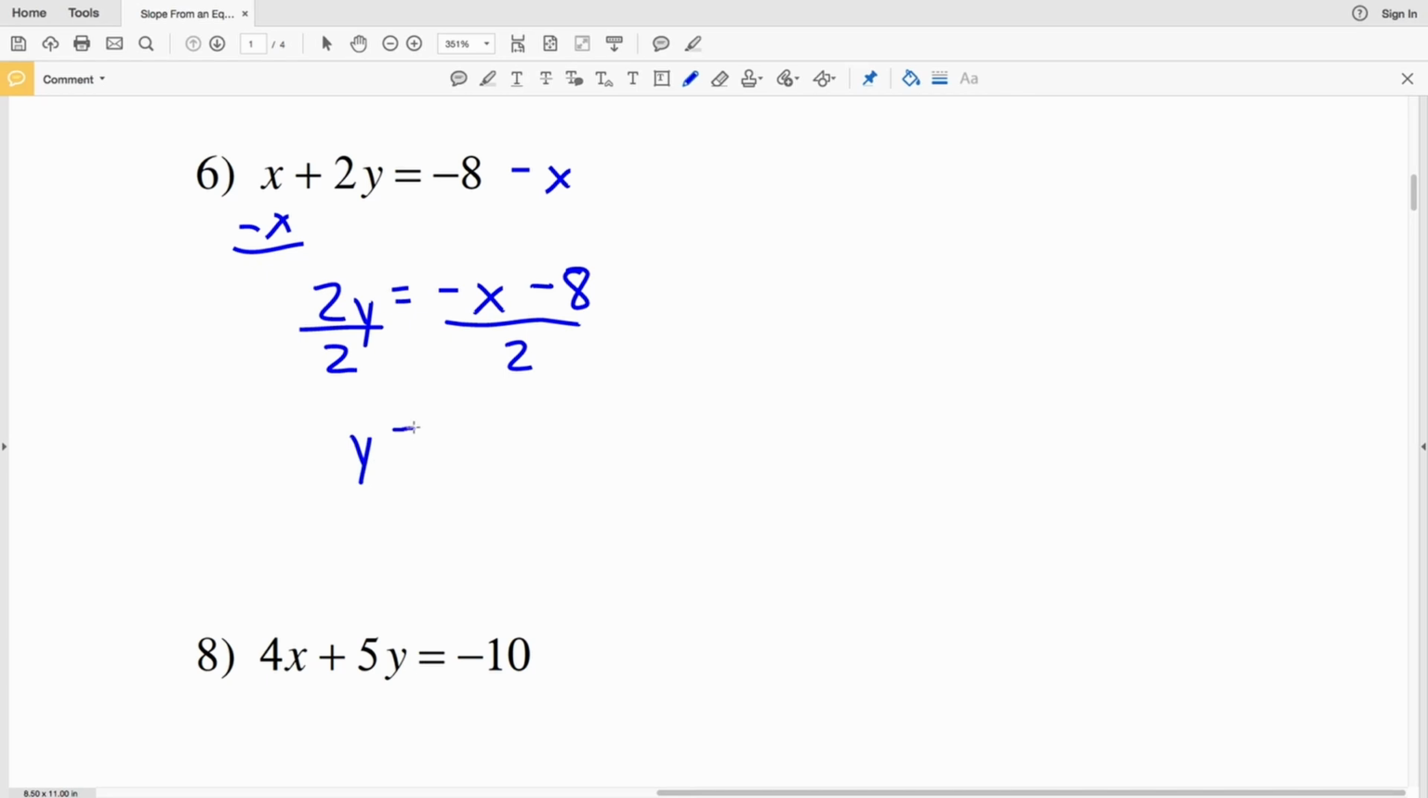That'll give us y on the left-hand side, and that's going to be equal to, splitting up this fraction, negative 1/2 x minus 8 over 2. So you can see I just rewrote this as negative x over 2 minus 8 over 2. And I know that negative x over 2 is the same as negative 1/2 x. So now we're in slope-intercept form, y equals mx plus b, where that b is actually a negative 4, since 8 divided by 2 is a positive 4, and we're subtracting. And our m is going to be negative 1/2.